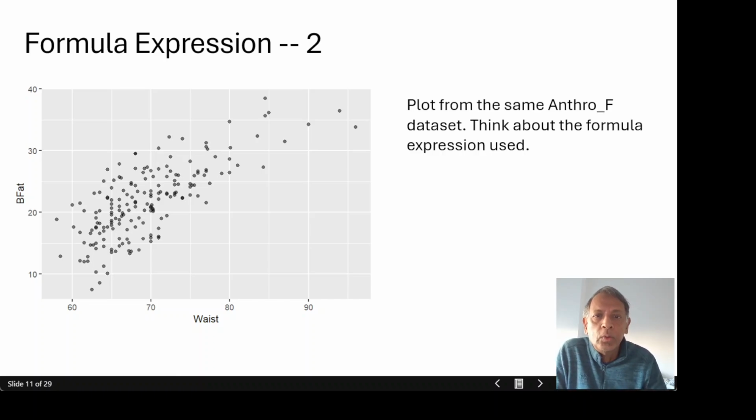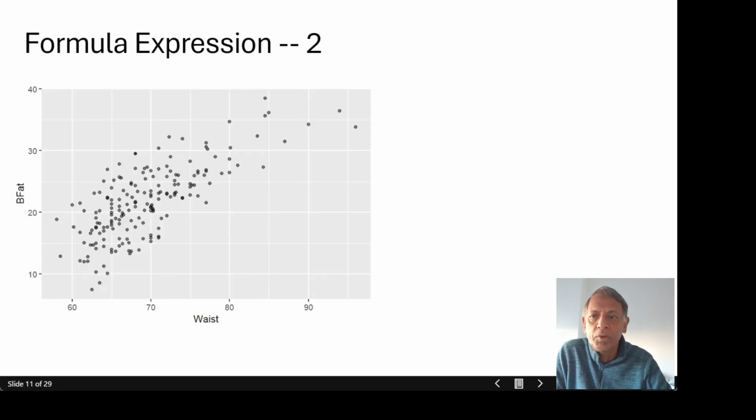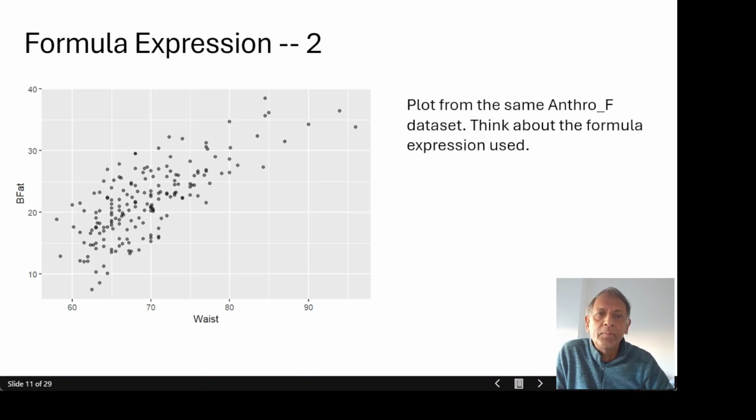Okay, so this is the same AnthroF data set. So if we look at another plot, right, we've got waist on the x-axis and body fat on the y-axis, right? Earlier, remember, it was different. Earlier we had said wrist and ankle. This time we want to plot waist and body fat. So what might be the formula expression that will produce this plot?